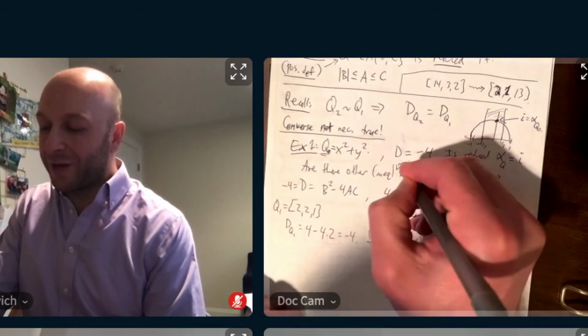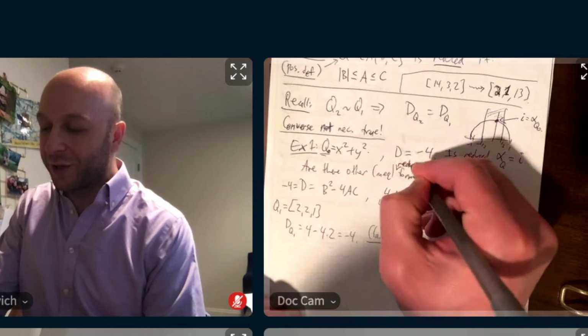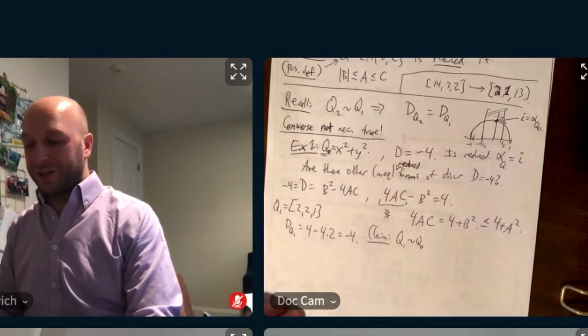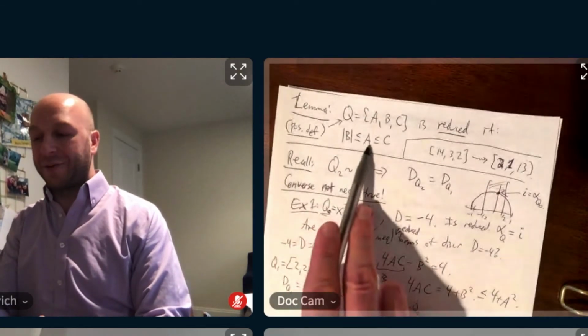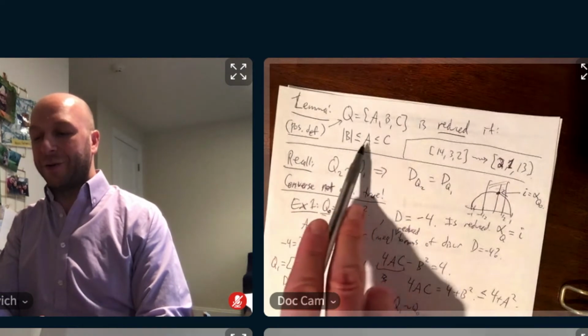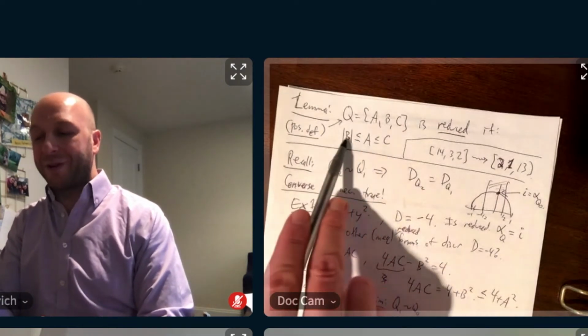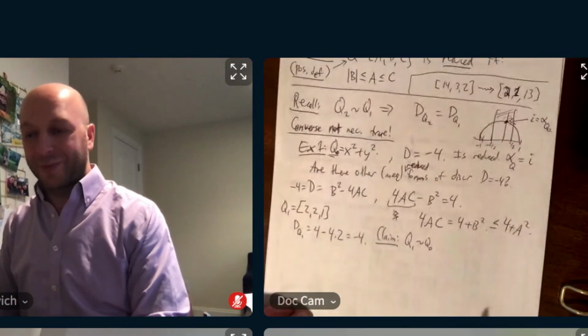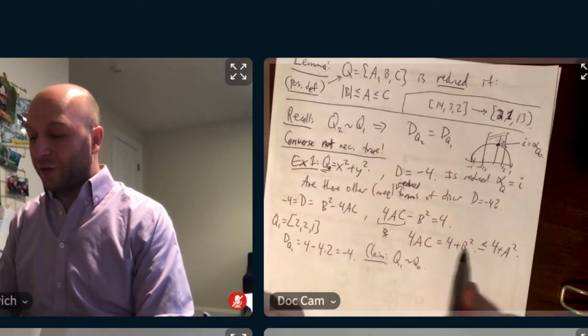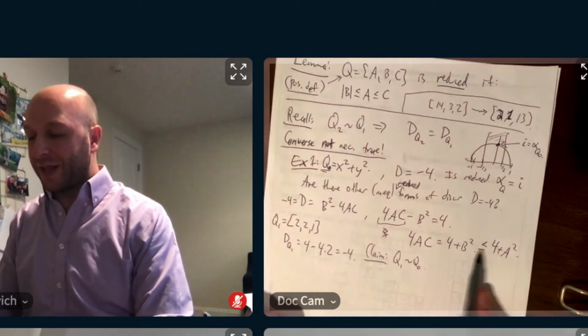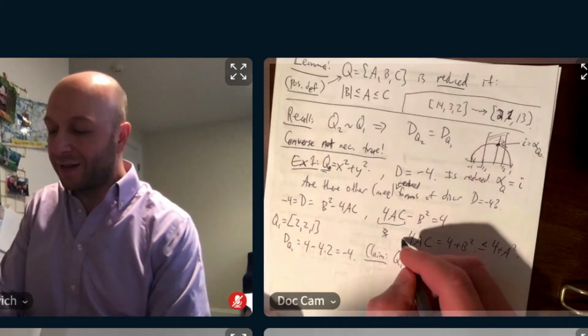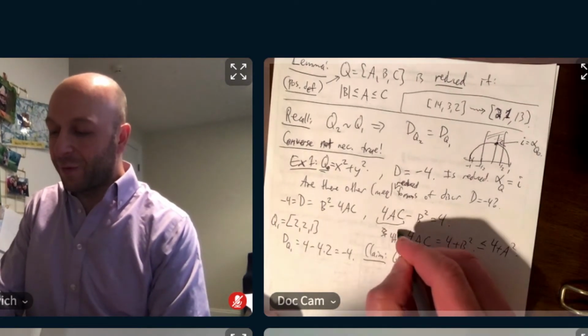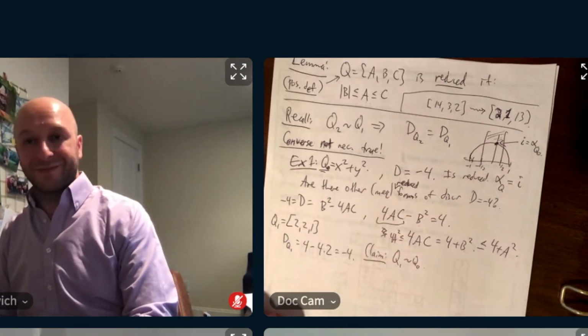since any form can be made reduced, we may as well just look at the reduced forms. So the reduced forms are the ones that satisfy this inequality: C is greater than or equal to A, which is greater than or equal to the absolute value of B. So B is smaller than A, so that's an inequality, and C is bigger than A. So this is an inequality, 4A squared. Does everybody see that?